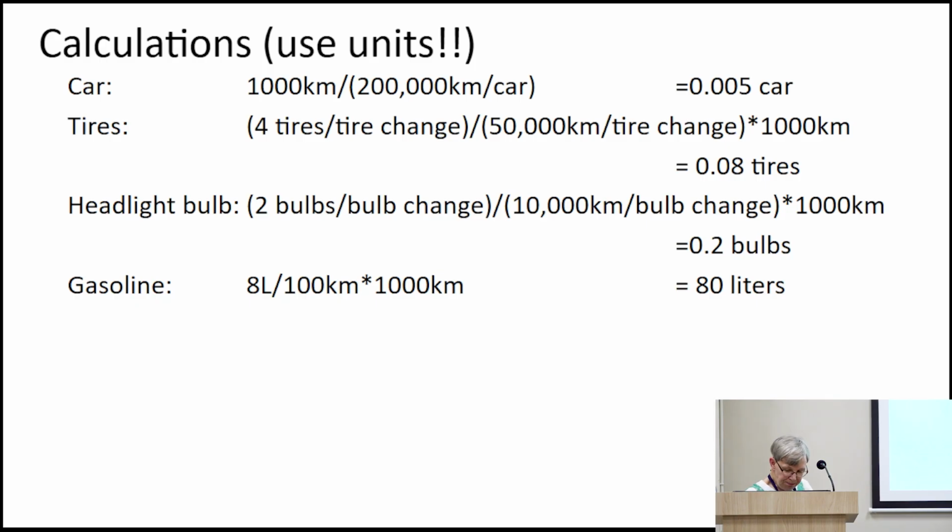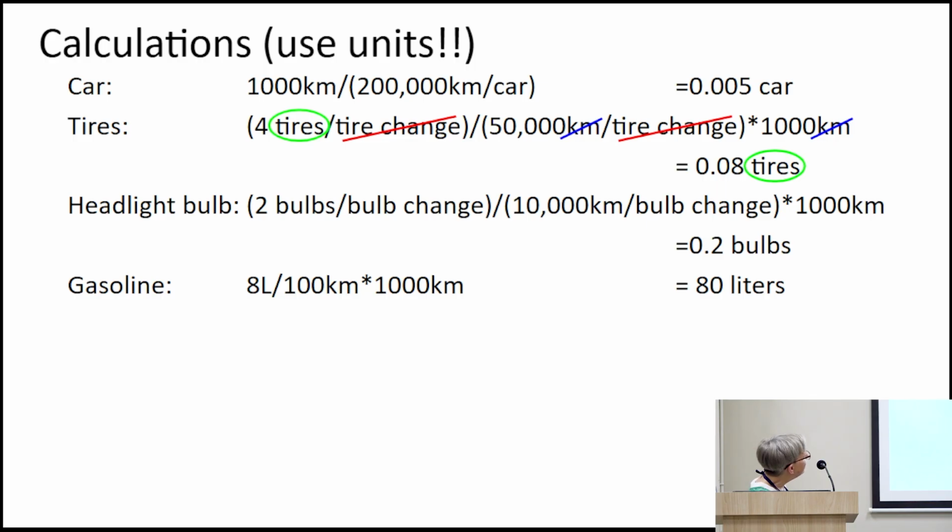So tires, I like taking care of units. We want to get how many tires, so we know how often they're changed, every 50,000 kilometers, and that there are 4 tires for each change. So if you look at the red, we've got 4 tires per tire change times 50,000 kilometers per tire change. Those are divided, so the tire changes in red cancel out. The kilometers in blue cancel out, so we've got our functional unit in there.